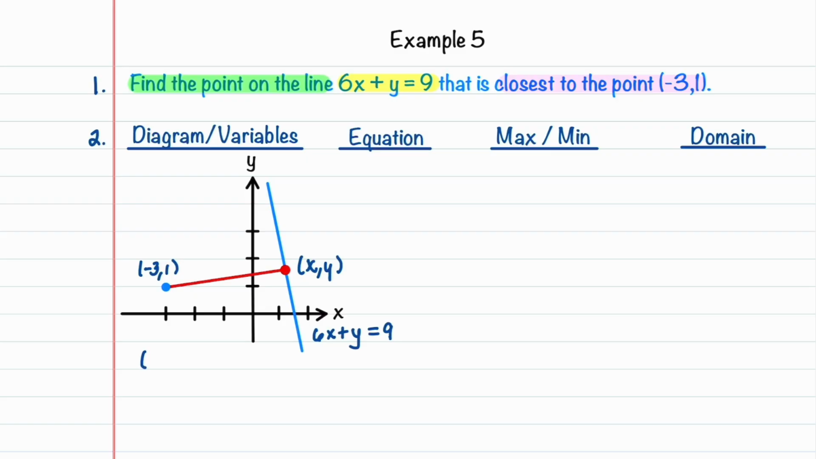So we're going to say that x comma y is our point on the line. It's always good to write that down in words. Now what we're going to do is write down the equation that relates x and y. And that's actually the equation that we already wrote down, and it's the equation for our line, 6x plus y is equal to 9. And we'll come back to that in a minute.